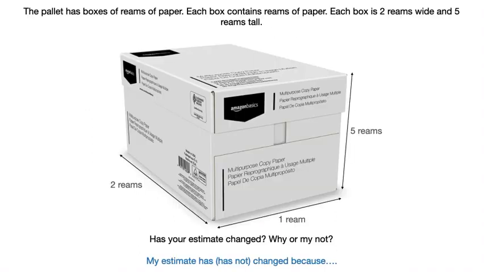All right. So now we have more information. A palette of boxes has reams of paper. Each box contains reams of paper. Each box is 2 reams wide, 5 reams tall. So how does this change your estimate? A ream is like a pack of paper. So this is telling us that each one has 10 packs of paper, and we know that there are 8 of these in each. So 10 times 8 would be 800. So there are at least 800 reams of paper, but how many pieces of paper do you think are in a ream?